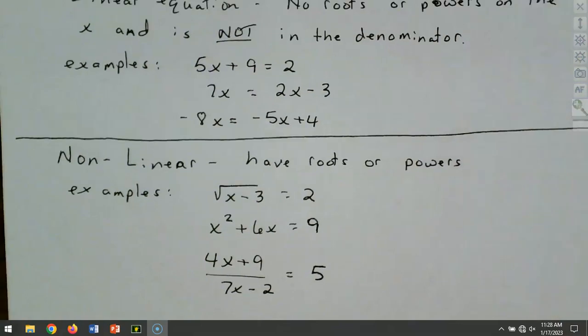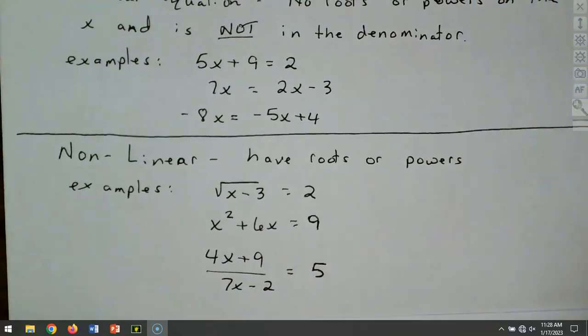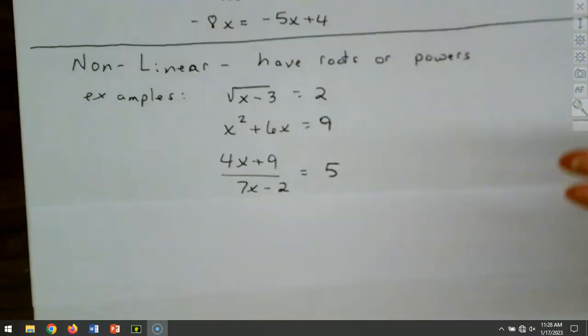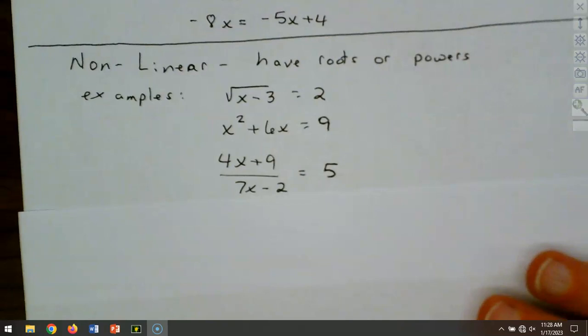I'm going to now give you two of these, and you're going to tell me if these are linear or if these are nonlinear.